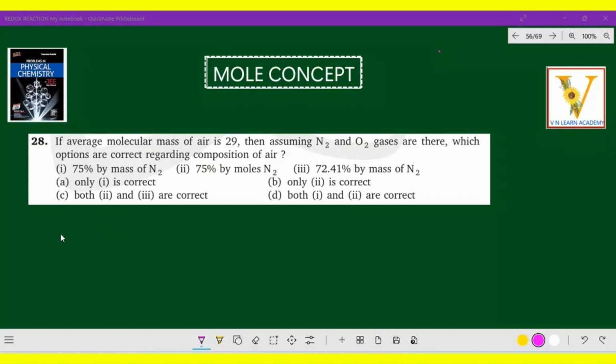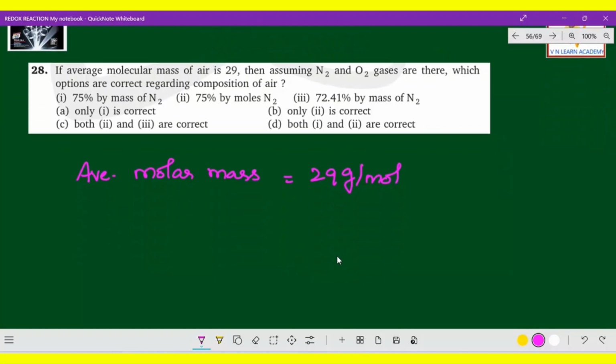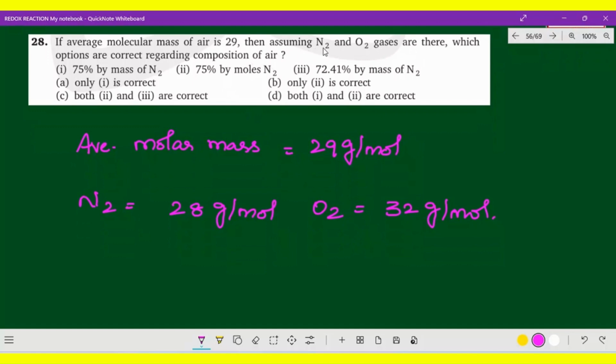Here, average molar mass. I will write the data so that it will be easy for us to analyze the question. Average molar mass is 29 gram per mole. Here nitrogen and oxygen, because they have given N2 and O2. So N2 molecular mass is 28 gram per mole, and oxygen O2 is 32 gram per mole. And assuming that nitrogen and oxygen gases are there, it is the composition of air.